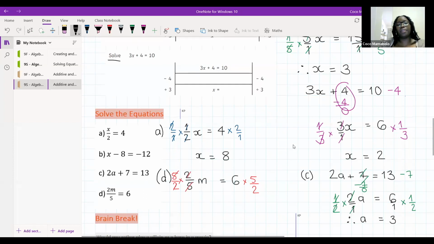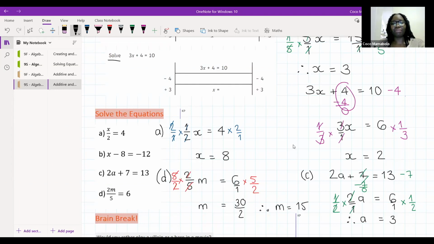What do I have left? The 1m, which is m. We've got m. Then the right-hand side equals 15. 6 times 5 will give us 30, divided by 1 times 2, which is 15. Okay, I know where you're going. m is then equal to 15. You're 100% correct. I was just adding an extra step.